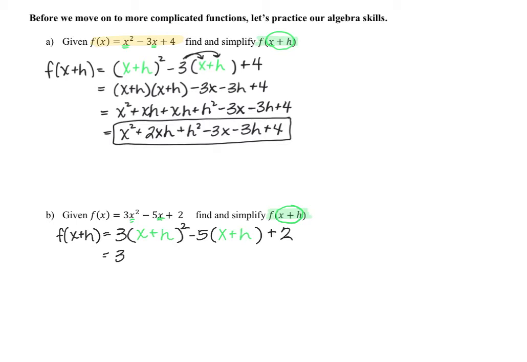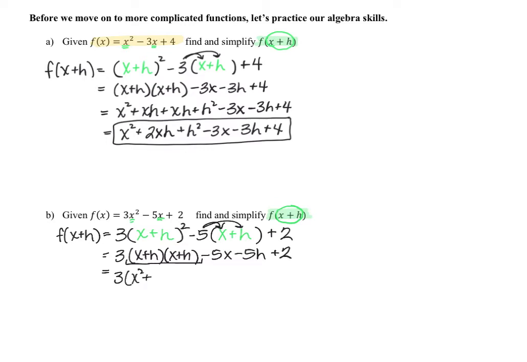Make sure you don't distribute that 3 first, but rather that you deal with the exponent first. We always do exponents before multiplication with order of operations. So then we're going to distribute the minus 5. And then here, because we do have 3 times x plus h times x plus h, you can multiply in any order. I'm going to choose to go ahead and multiply the x plus h times x plus h first.